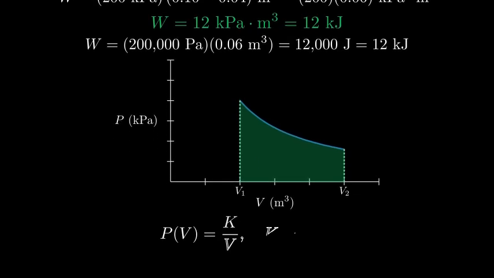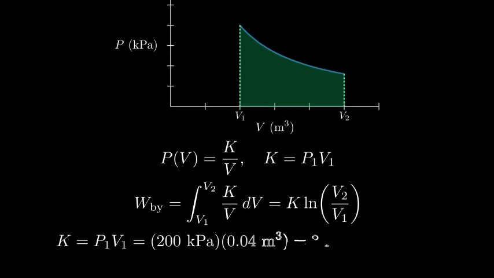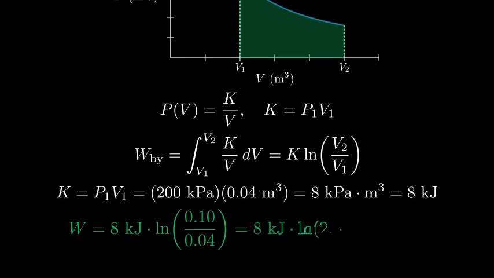For an isothermal ideal gas, the work done by the gas equals K times the natural log of V2 over V1, where K equals P1 times V1. Here K equals 200 kilopascals times 0.04 cubic meters, that is 8 kilopascal cubic meters. So W equals 8 kilojoules times the natural log of 2.5, which is about 7.33 kilojoules.